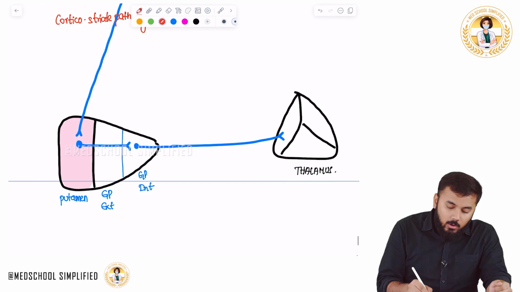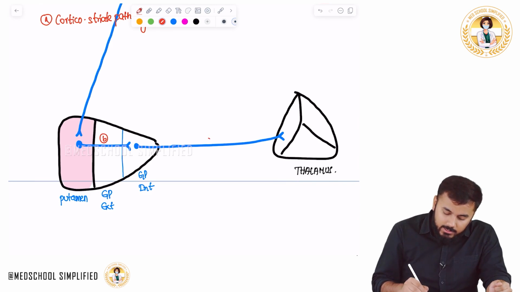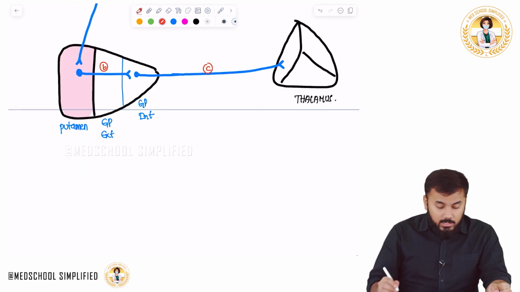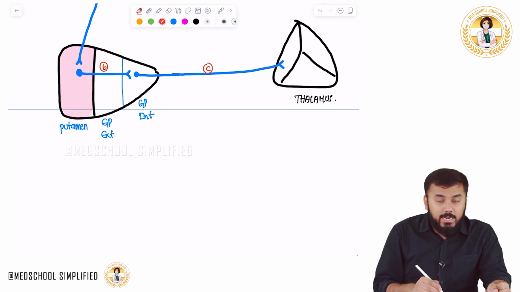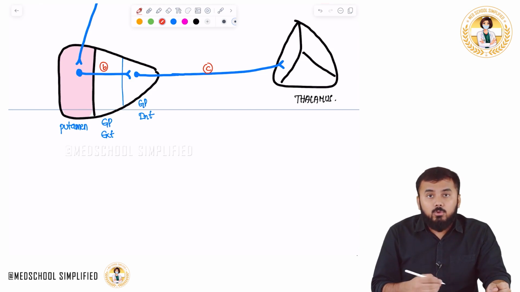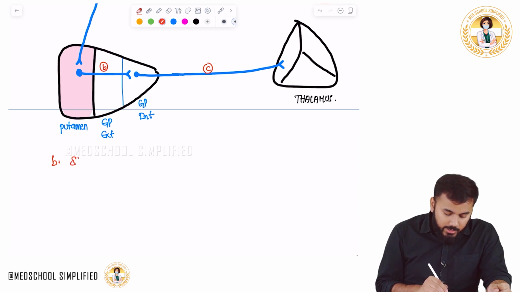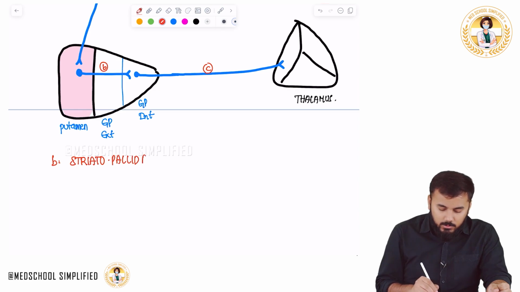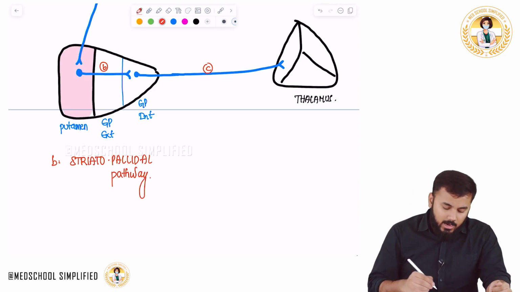Now, if I write it down, this is A, the corticostriate pathway, this is B over here, and this is C over here. What is this B called? This B is called the striatopallidal pathway. Why pallidal? Because at the end it is entering into the globus pallidus. Why are you calling it striato? Because this is the corpus striatum. So this B is called the striatopallidal pathway.